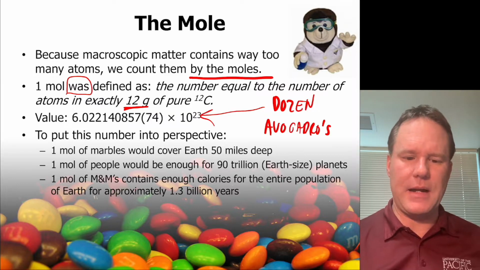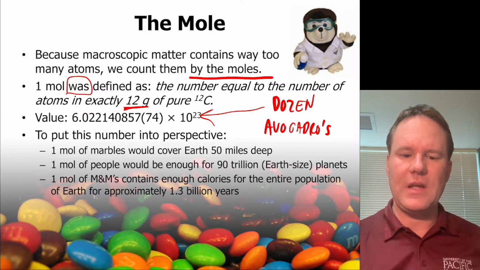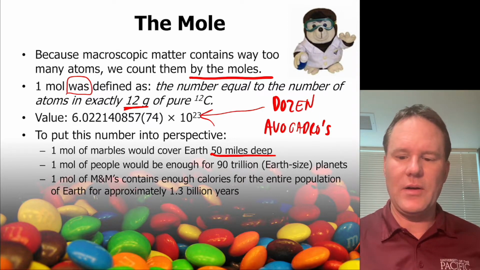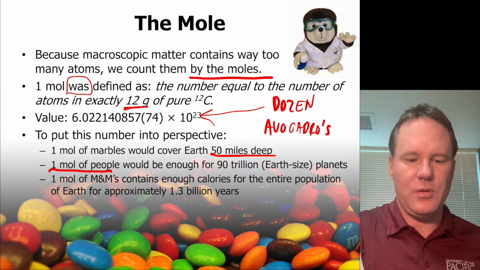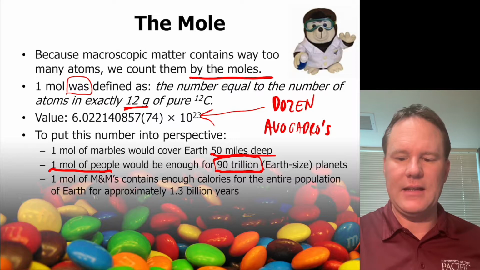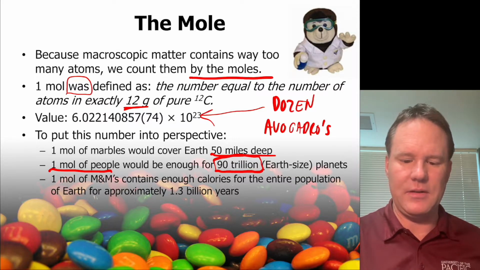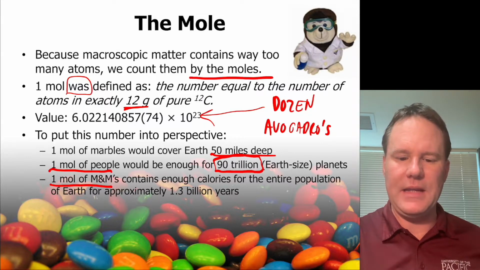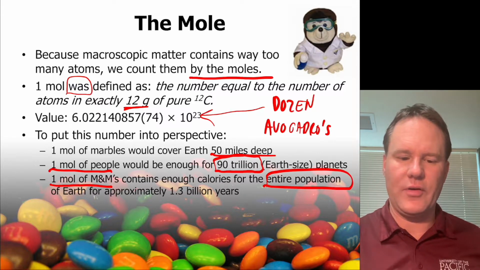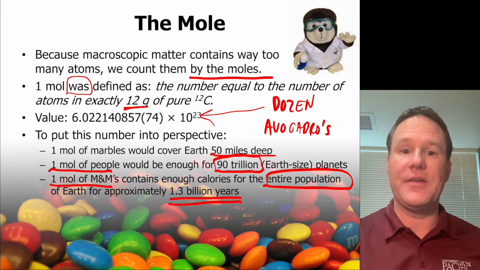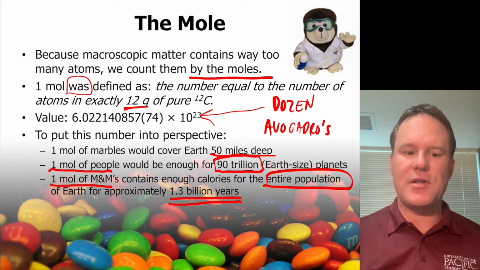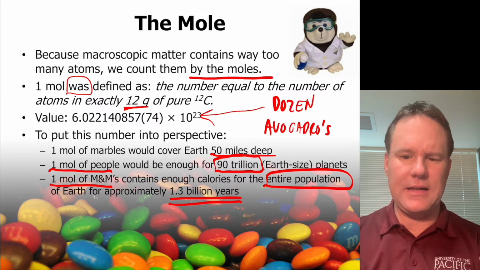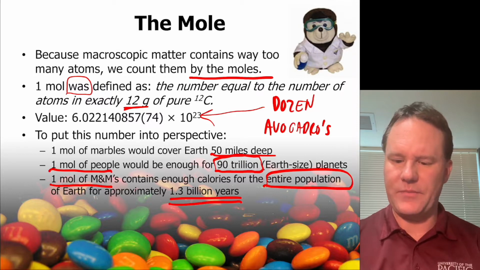To put this into perspective, if you take a mole of marbles and distribute it on Earth, it's going to be 15 miles deep. That's a lot of marbles. Or if you take 1 mole of people, then you can populate 90 trillion Earth-sized planets with it. And my favorite example, and that's why we have this fantastic design for the slide, is if you take 1 mole of M&Ms, that would be enough for the entire population of Earth for 1.3 billion years. So, world hunger is solved. You just need 1 mole of M&Ms and then they could feed everyone for that long. Of course, you might not get all the proper nutrients, but it would taste good.